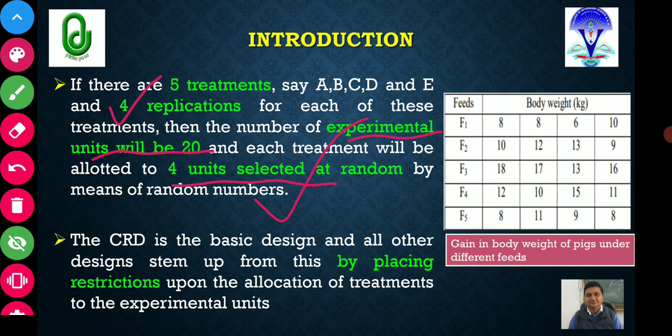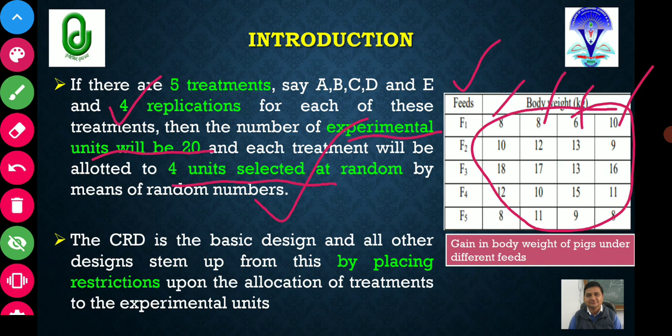Here on the side you can see gain in body weight in pigs under different feeds. So what is the treatment here? Treatment here is feed. So you have 5 feeds, F1, F2, F3, F4 and F5, and these are the 20 animals. So that means your replication is 4. F1 is applied randomly to 4 animals, animal number 1, 2, 3, 4. What are these 8, 8, 6, 10? These are the measurements after application of F1. What is that measurement? The measurement is gain in body weight.